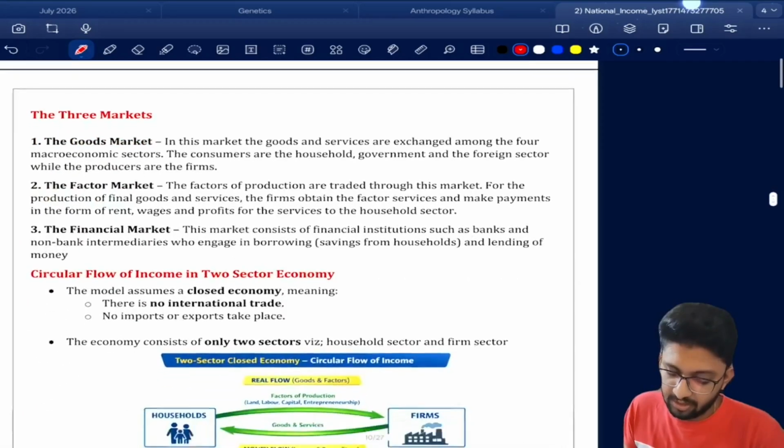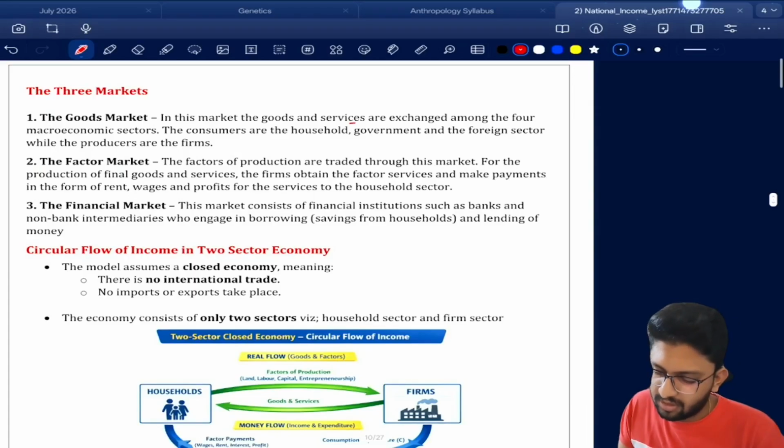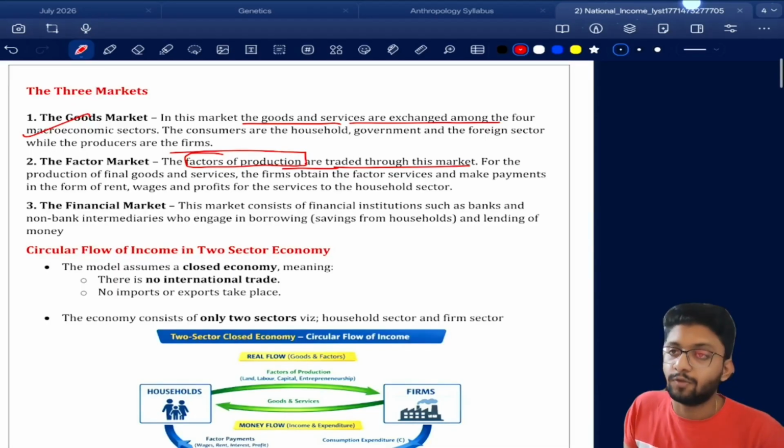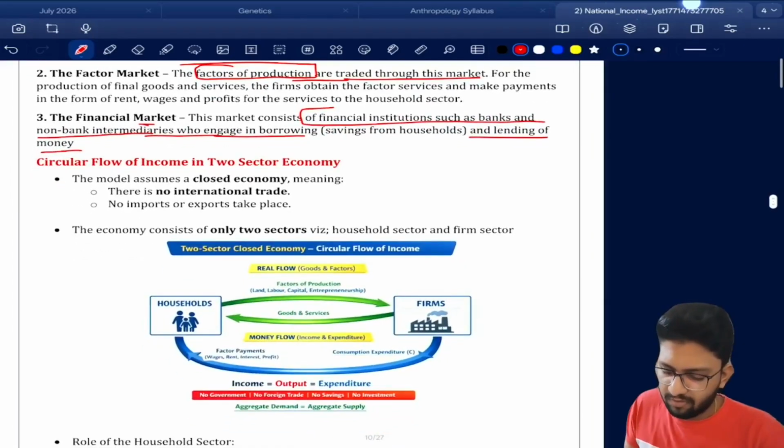The three markets: the goods market, the factor market, and the financial market. In the goods market, goods and services are exchanged. Factor market, factors of production are traded through this market. Then financial market consists of financial institutions such as banks and non-bank intermediaries who engage in borrowing and lending of money. Circular flow of income in two-sector economy.